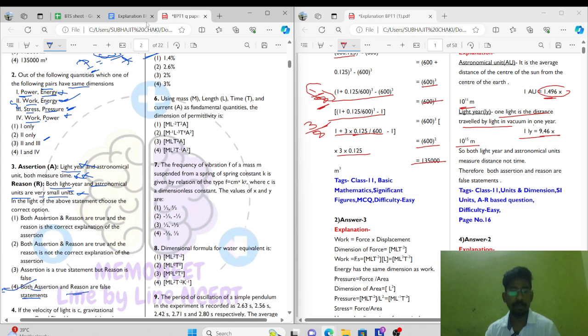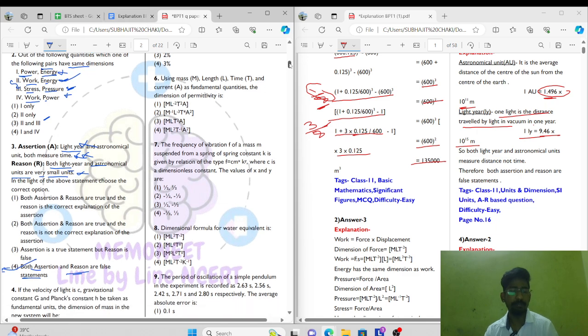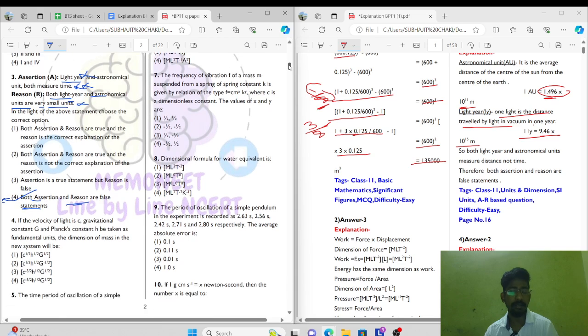Now moving on to the next one. These are very simple questions, but as I already told you, units and dimensions are very important for understanding the physical quantities you are going to deal with in the future chapters. So give great attention to this test BPT1, and to this units and dimension chapter along with basic mathematics.